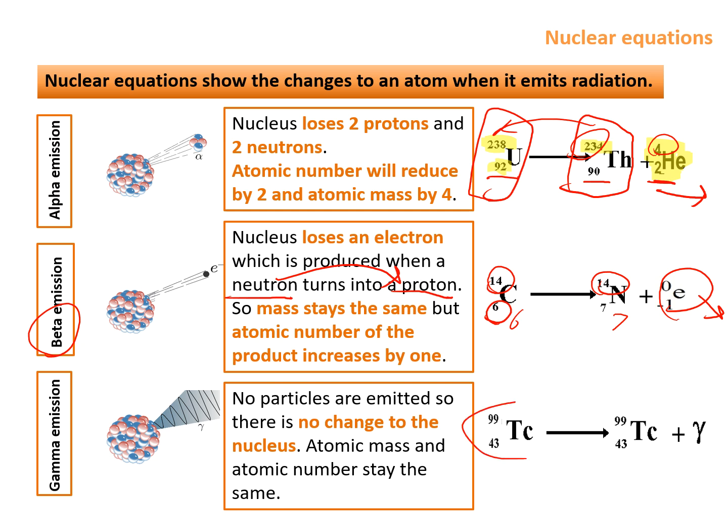And with gamma, there's no change in mass, and there's the gamma. And gamma often happens at the same time as alpha or beta.